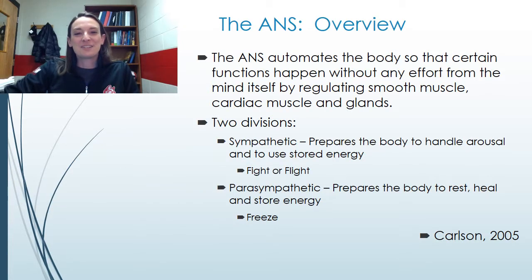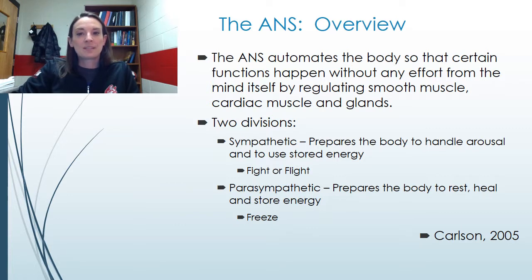The autonomic nervous system automates the body so that certain functions happen without any effort from the mind itself. It regulates smooth muscle, cardiac muscle, and glands, and there are two divisions, the sympathetic nervous system and parasympathetic nervous system. Organs that are innervated by the autonomic nervous system typically have a sympathetic and parasympathetic component, with very few exceptions.